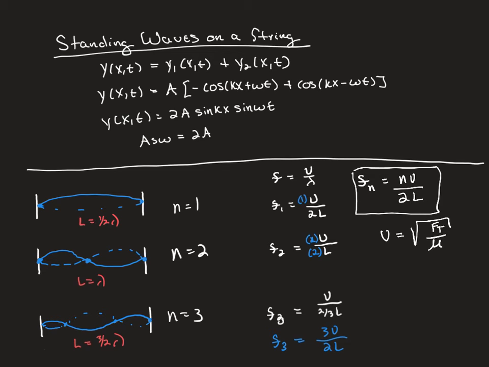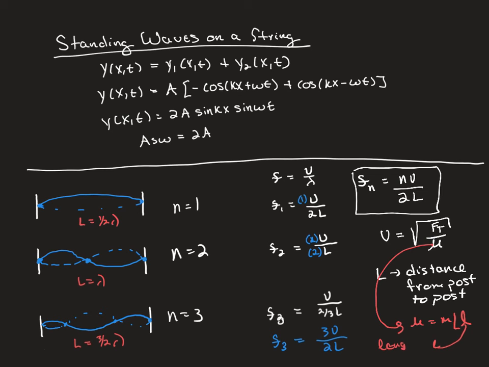We do have to keep in mind, though, that whenever we're calculating this, L is the distance from post to post. But whenever we look at linear mass density as being m over L, this L here is the length of the string. Now, in the scenario I've set up here, that is the same thing.